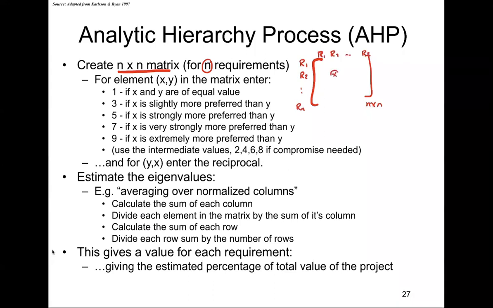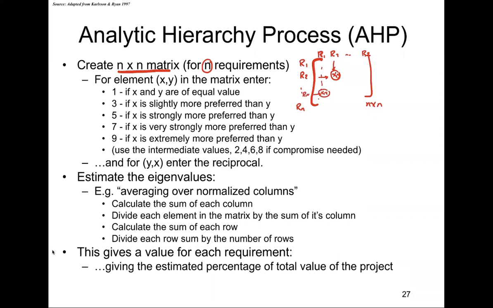And then for each entry or element, which we'll call x and y, where x is a value. Like in this row, for example, it's requirement 2 against requirement 2. If I put it here, and this is requirement 10, my x and y here would be requirement 10 against requirement 1.